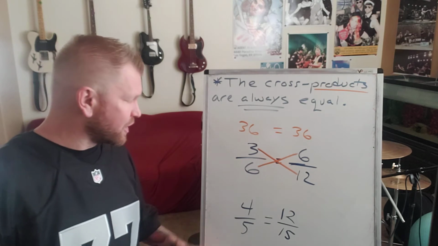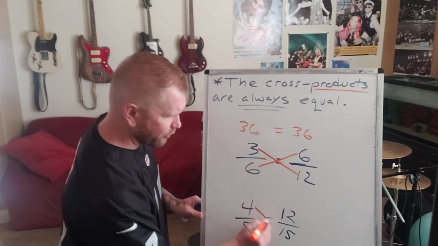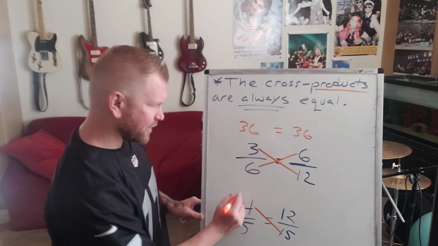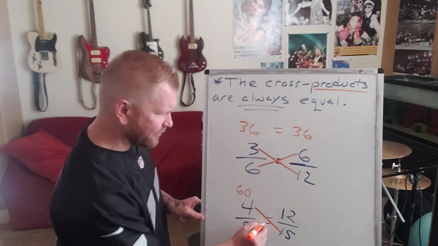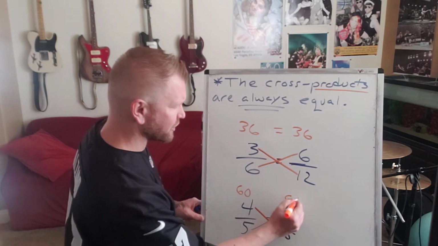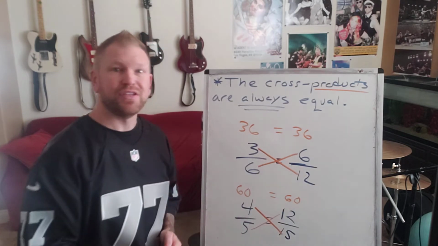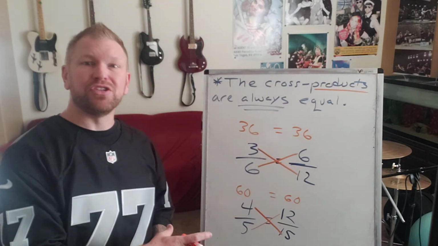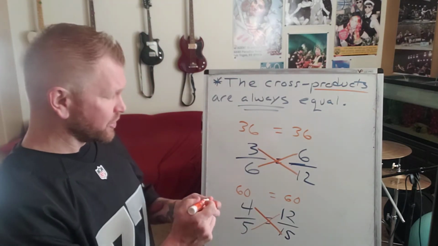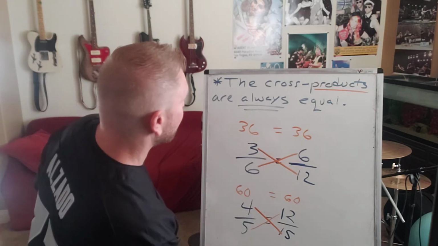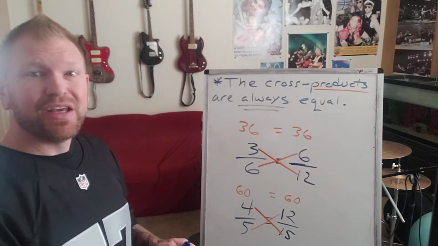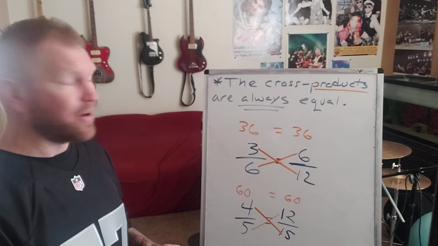Let's try it in the other one we came up with down here. So multiply 4 times 15, that equals 60. Multiply 5 times 12, that also equals 60. The cross products are equivalent. So that idea is going to help us as we start to use some algebra with these proportions. All right, so make sure you've got this copied down. If you need to pause the video to get caught up, do that now.